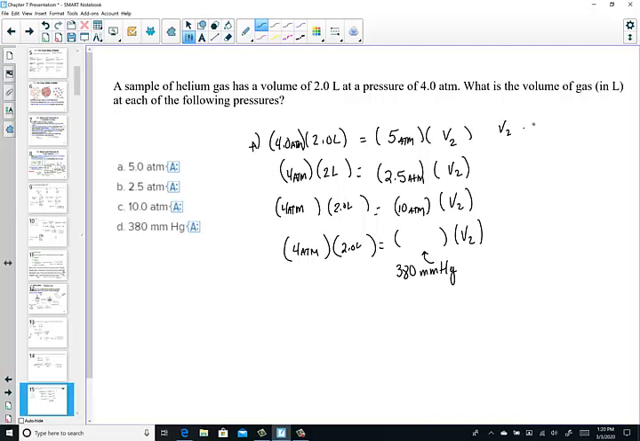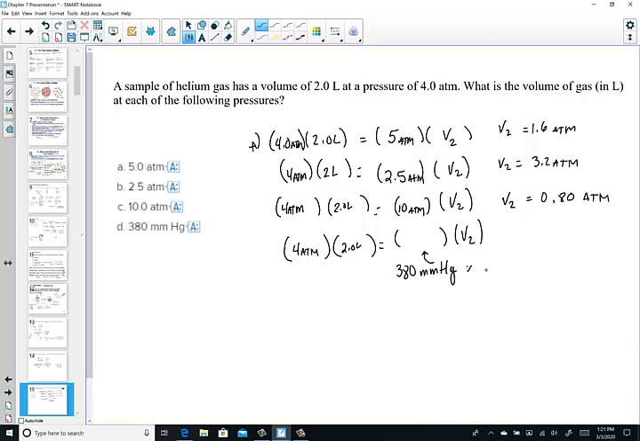So in letter A, on my calculator, I hit 4 times 2, divide by 5. And I found 1.6 ATMs with 2 sig figs. 4 times 2, divide by 2.5. And I get 3.2 ATMs. 4 times 2, divide by 10, and we get 0.8. Now I need 2 sig figs, so 0.80 to make sure I have 2 sig figs.